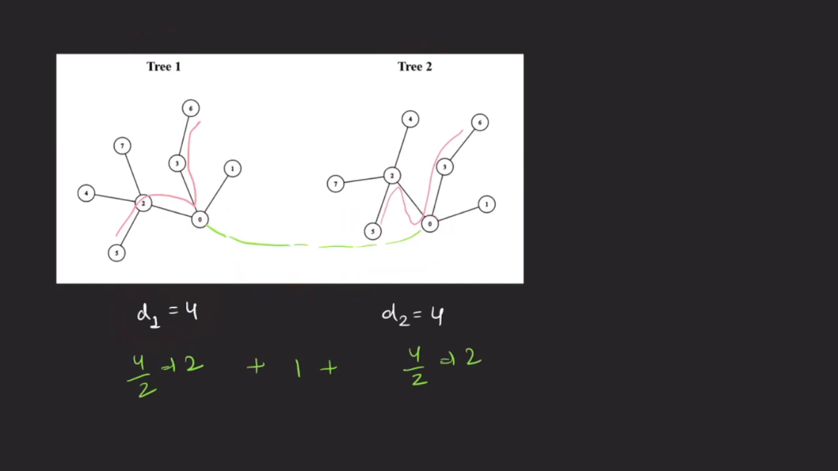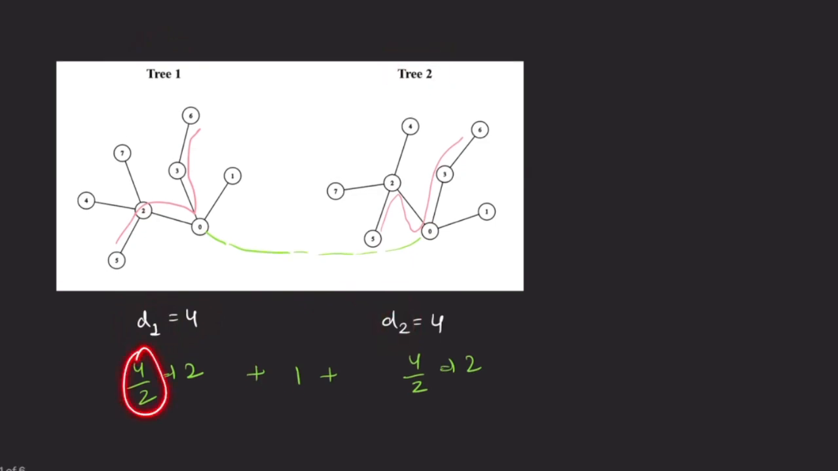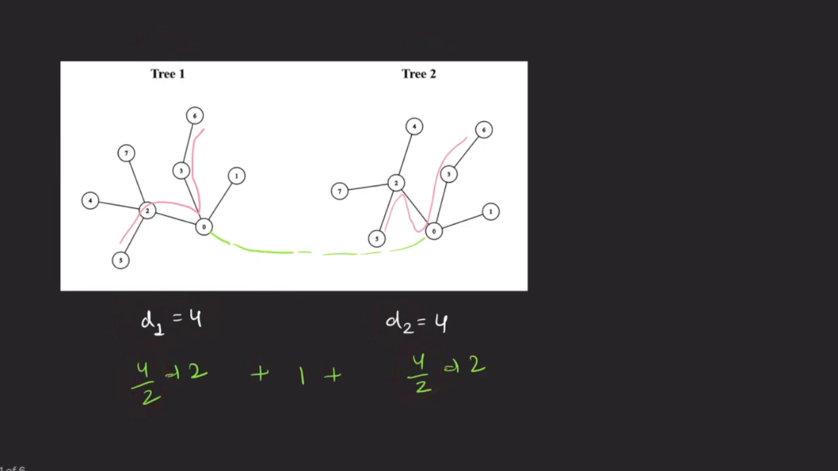So can I say that if you identify the diameter of tree 1, that is D1, and the diameter of tree 2, that is D2, and then you take half of it, basically you divide them by 2, and then whatever you get, if you add 1 to it, that will be the new diameter of the combined tree. But there are a few edge cases to notice over here.